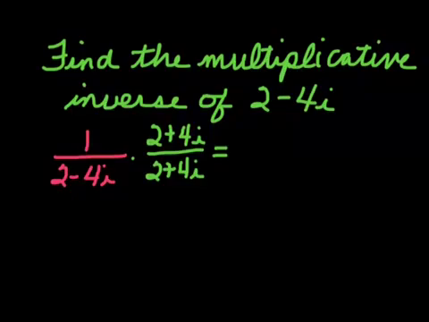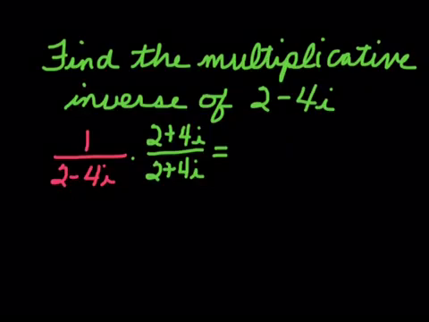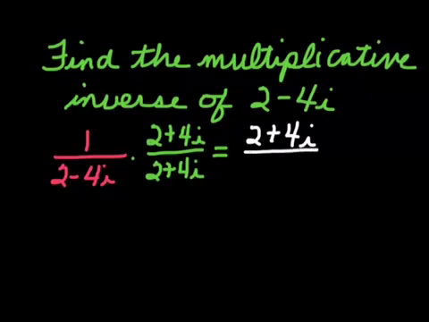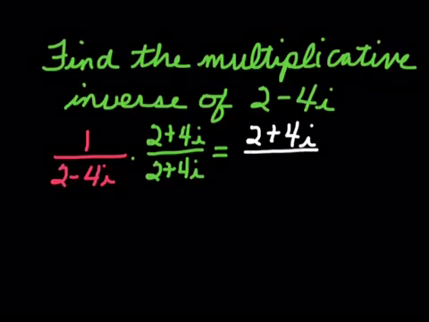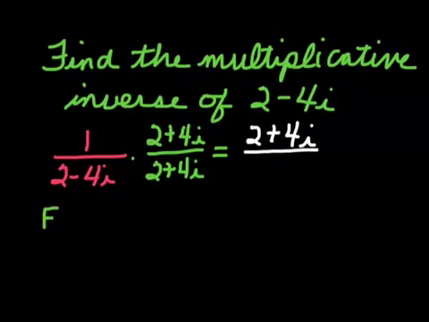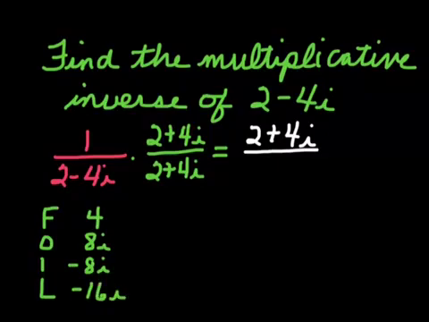In the numerator, we're multiplying 1 times 2 plus 4i, which gives us 2 plus 4i. And in the denominator, we're using FOIL. So let's step over here and do our FOIL process. 2 times 2 is 4. Outer would be 2 times 4i, 8i. Inner would be negative 4i times 2, negative 8i. And then last would be negative 4i times positive 4i, negative 16i squared.